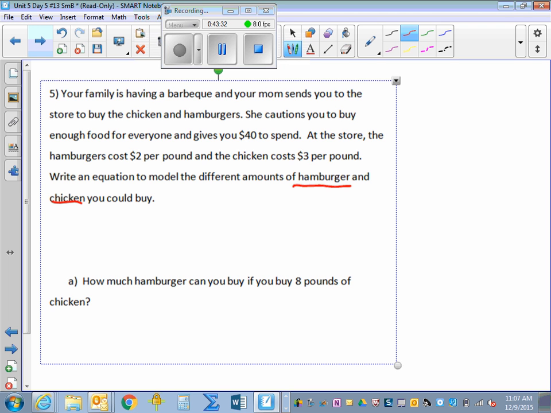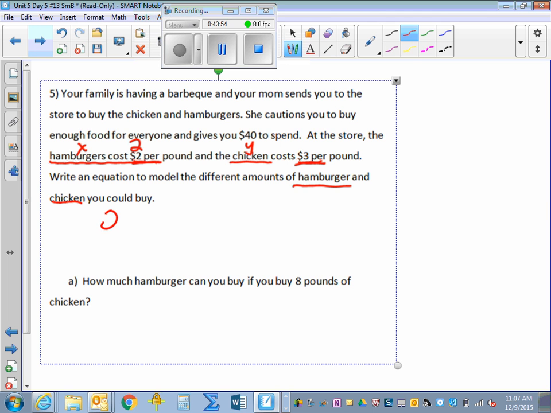Okay. So she told us hamburgers cost $2 per pound, so let's make hamburgers X. Again, we have per, so that means we have to multiply, right? And chicken, let's make that Y. It costs $3 per pound, so we have to multiply again.